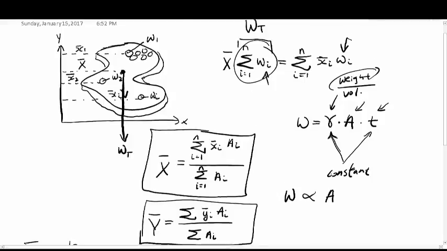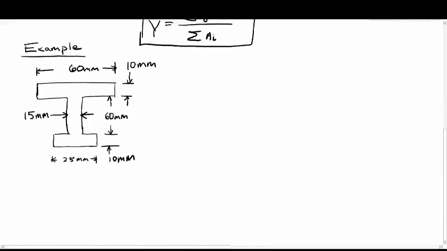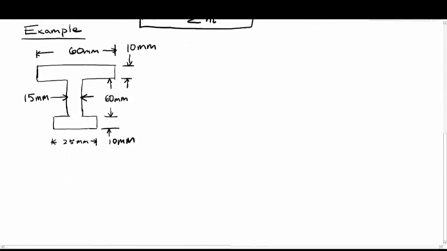So let's do an example. This is a composite section, sort of an I-beam. We're given the dimensions here, and we have to find the centroid, x bar and y bar. So right off the bat, by symmetry, I know that x bar is going to be right down the center. So I can skip a few steps here.